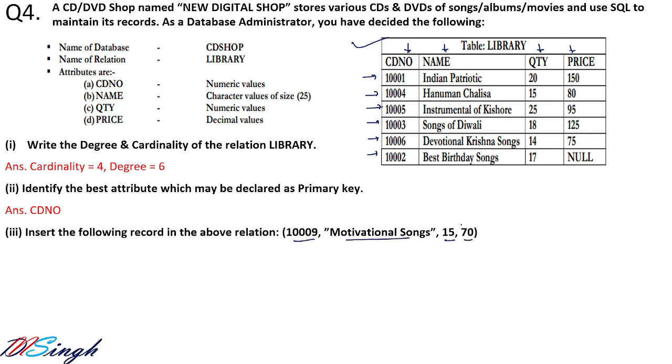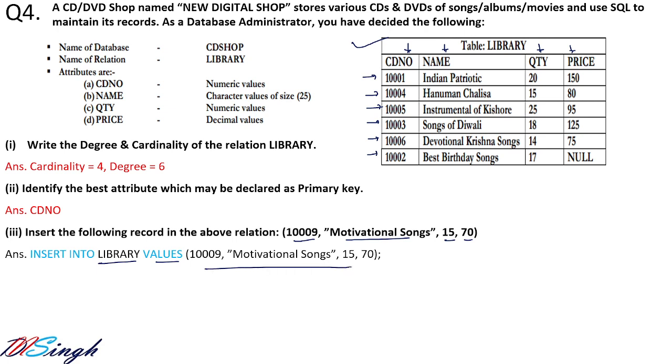How many columns do we have in the table? 4. Now the column list is optional as we are supplying values for all the columns. Let us see: insert into table name values, where we have these values available to us.